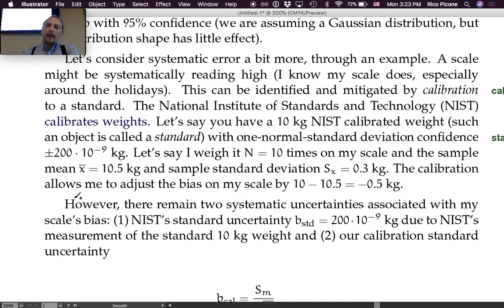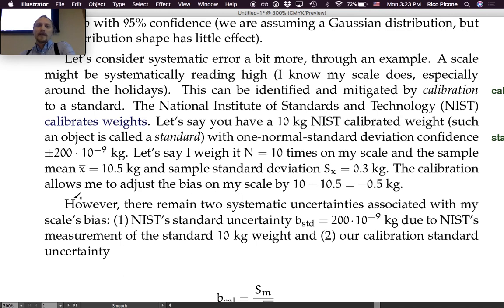Let's say I weigh it 10 times on my scale, and the sample mean is 10.5 kilograms. The sample standard deviation is s_x. It's 0.3. The calibration allows me to adjust the bias on my scale by 0.5 kilograms. So you don't have to be stuck with that bias, right? Like you can calibrate your scale.